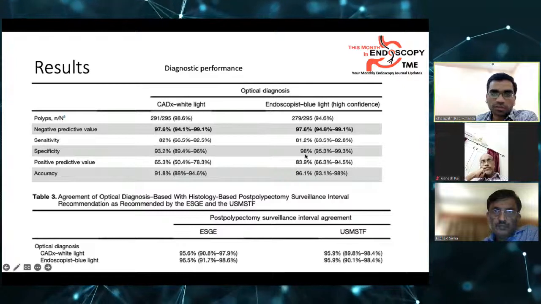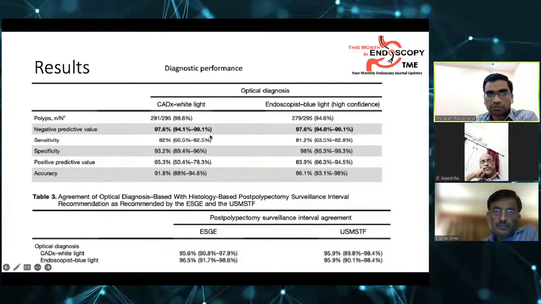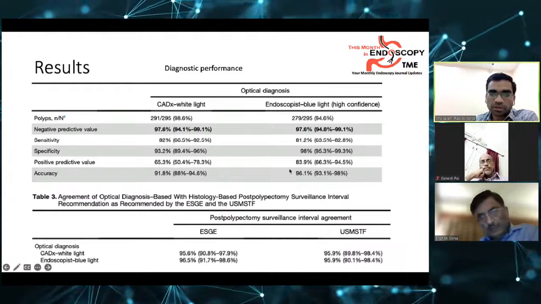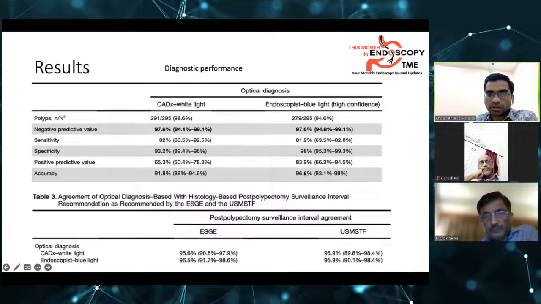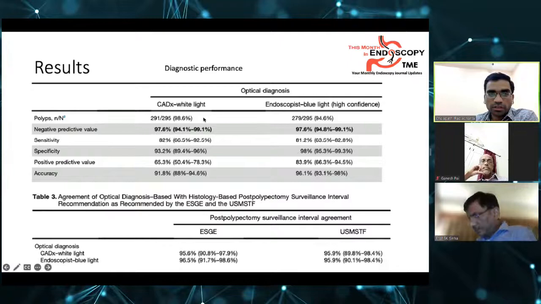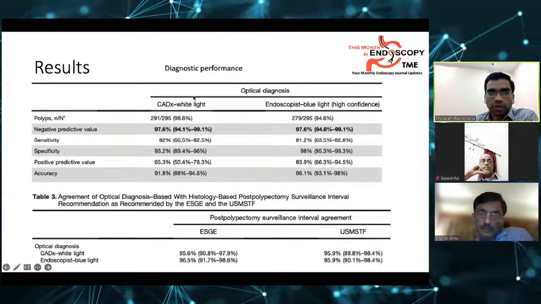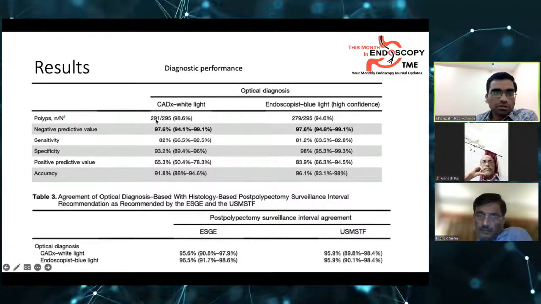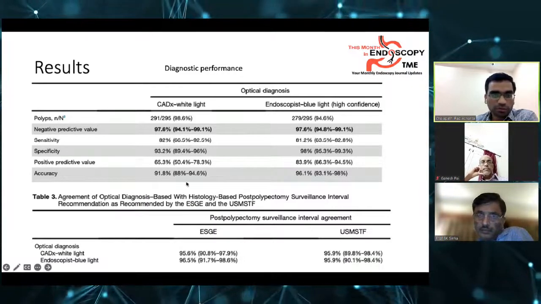The specificity is 93% versus 98%. The positive predictive value has dropped in the CAD-X white light group compared to the virtual chroma endoscopy group. It is 83.9% here. The accuracy is 91.8% in the CAD-X group and 96.1% in the virtual chroma endoscopy group. So, even without the availability of virtual chroma endoscopy, if we add this artificial intelligence system to the white light endoscopy, there is a similar diagnostic performance, especially in the negative predictive value and sensitivity for these polyps.